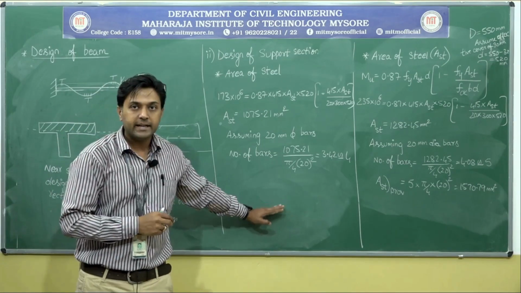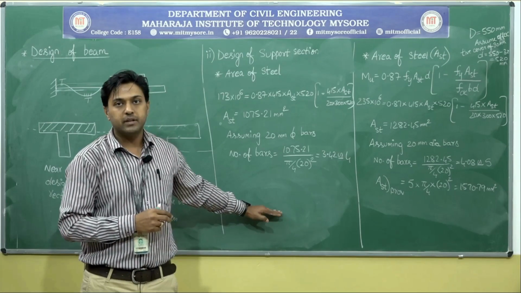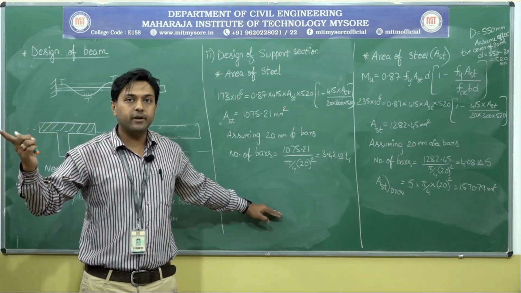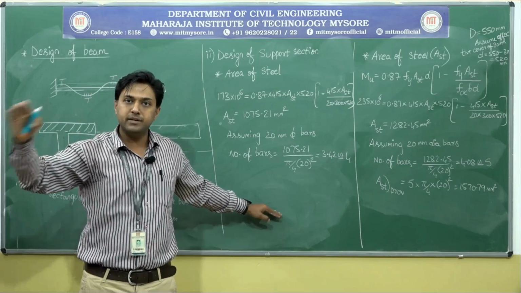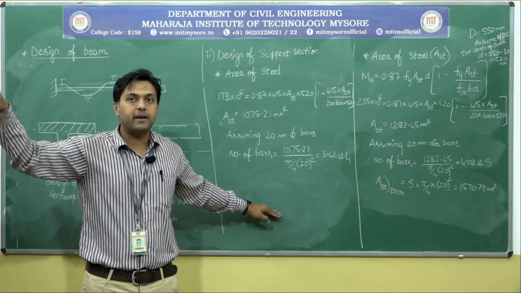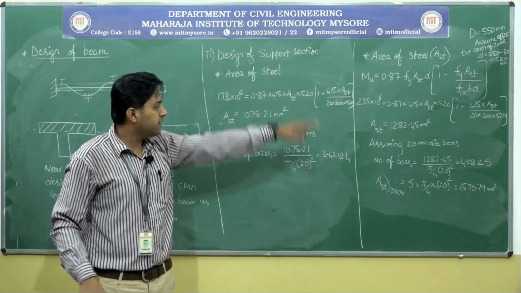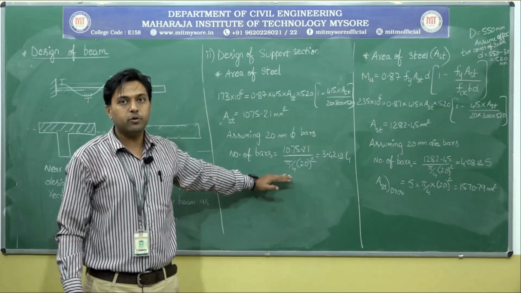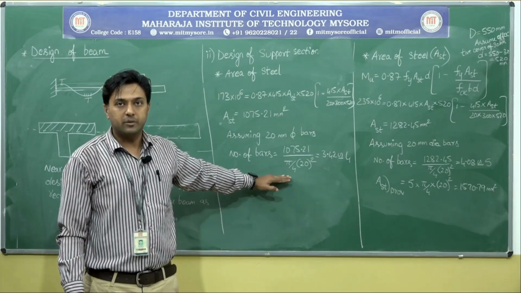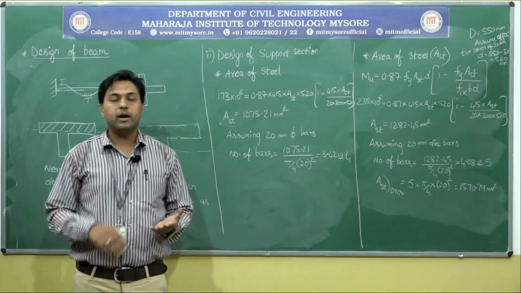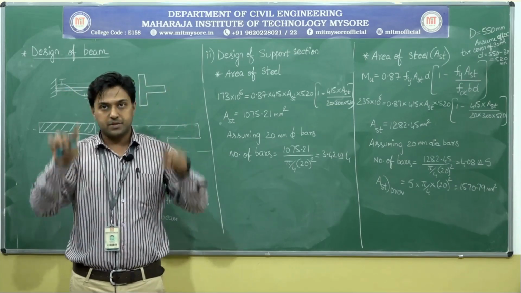Here I will not be calculating the AST provided. The reason is, while doing the check for deflection, deflection will be maximum near the midspan. So that's why for midspan section, I have calculated AST provided. I will not be calculating for this. Okay, so now what I need to do? I need to go with the stirrups.